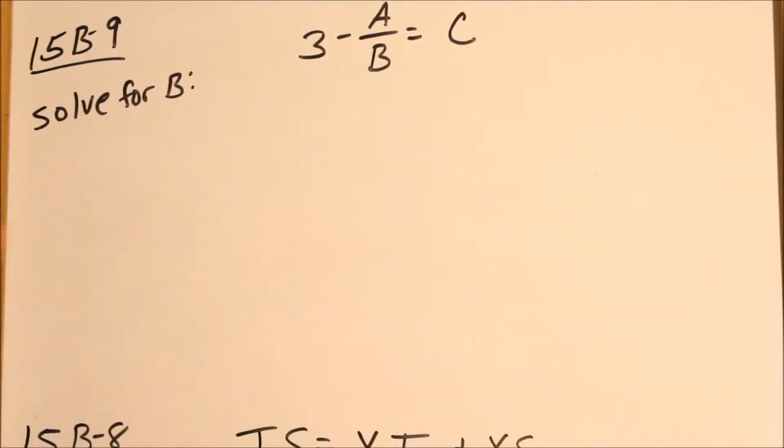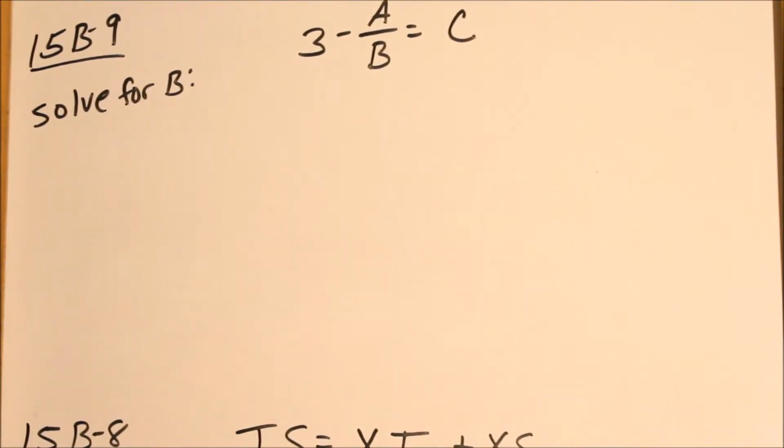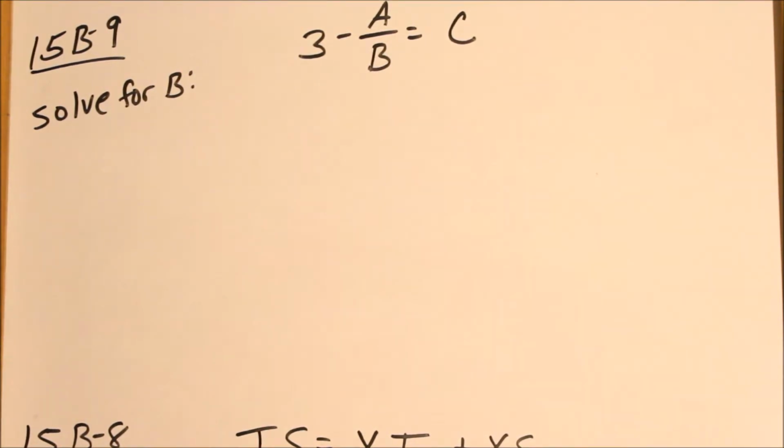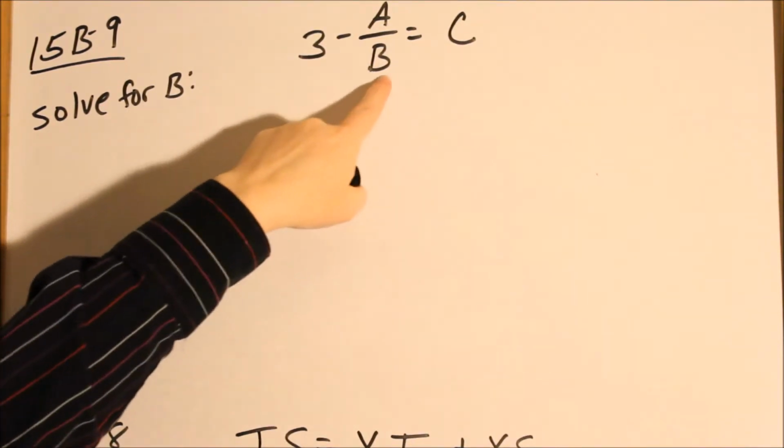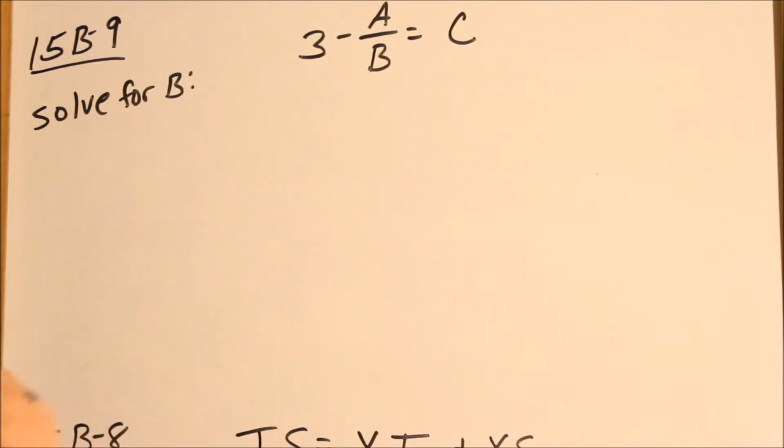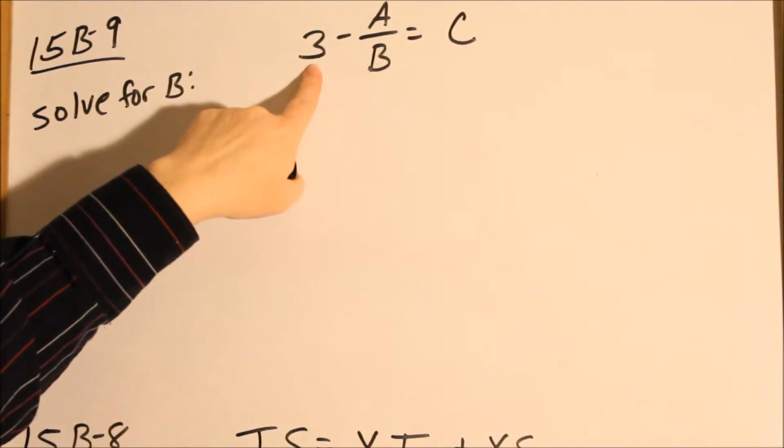You have to look at each problem and decide how you want to move things around, but letters have the same rule as numbers. So as far as moving things around the equal sign, just because it's letters, it still has the same rules as working with numbers. So if we're solving for B, we're trying to get B all by itself. So probably the first thing I would do is move the 3 over.